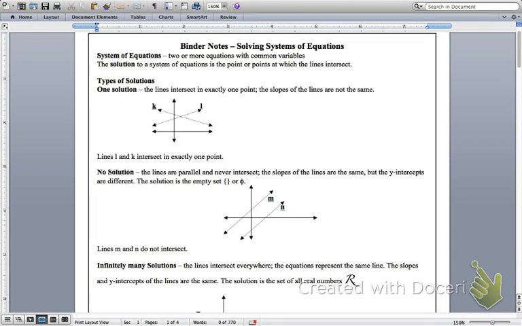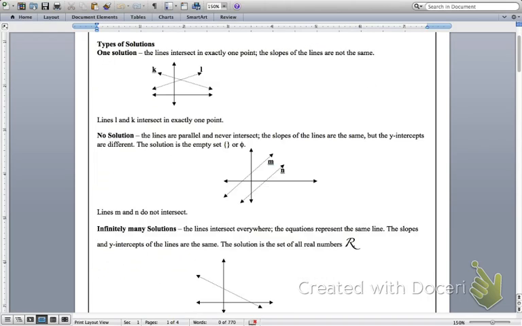Solving systems of equations. A system of equations is two or more equations with common variables. The solution to a system of equations is the point or points where the lines intersect. There are different types of solutions that you can have. You could have one solution, no solution, or infinitely many solutions. That would be like all real numbers.